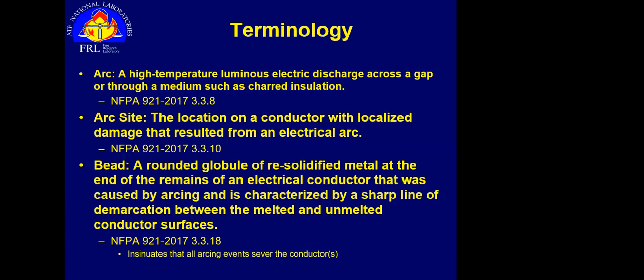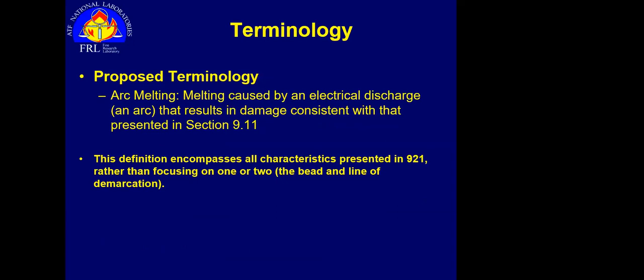I think I put in a proposal for this next edition of 921 coming out this summer. They did tweak that to say metal on the remains instead of at the end of the remains. And then I think they added conductor or conductors. One of the other proposals that I put in was for this definition here, a generic arc melting definition, because the other problem with a bead is it's really just a characteristic of evidence of arcing. So this arc melting definition kind of encapsulates all the characteristics of arcing that are presented in 921. I believe that was accepted by the committee and will be in the next edition as well.